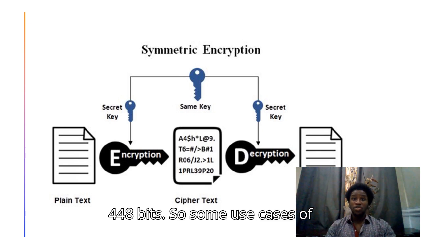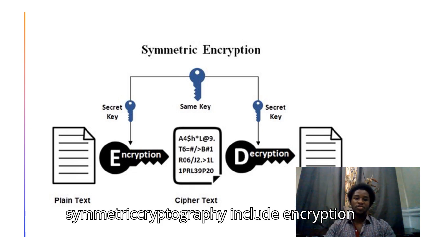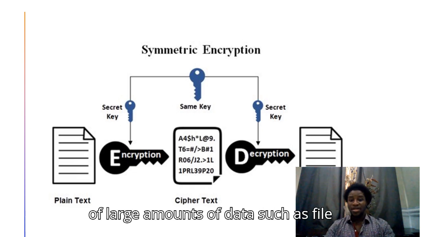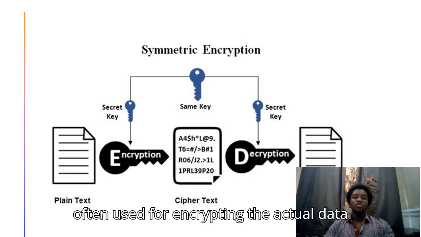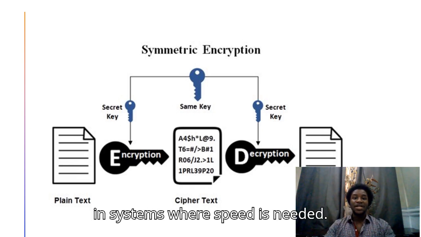So some use cases of symmetric cryptography include encryption of large amounts of data, such as file encryption and disk encryption, and it is often used for encrypting the actual data in systems where speed is needed.